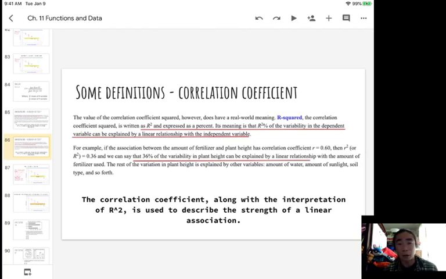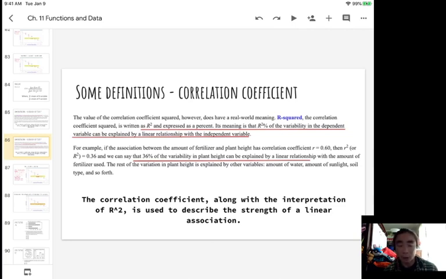So the second paragraph, we see that you have this data on the amount of fertilizer versus plant height. You see that its R value is 0.6, so R squared is 0.36. That's 0.6 times 0.6. And so we can say 36% of the variability in plant height can be explained by a linear relationship with the amount of fertilizer used. That's how strong we can say, 36%.